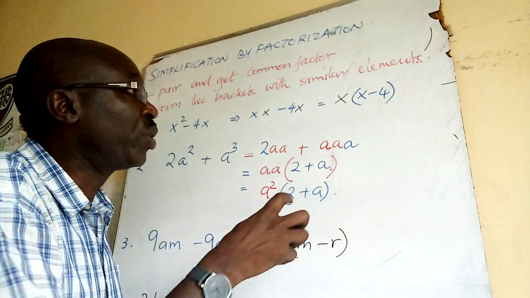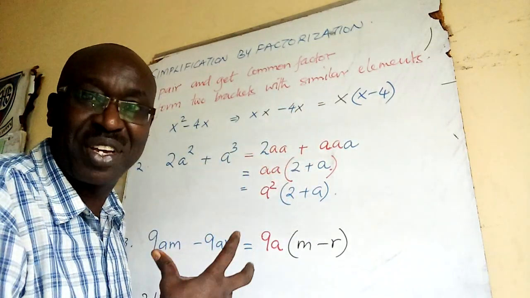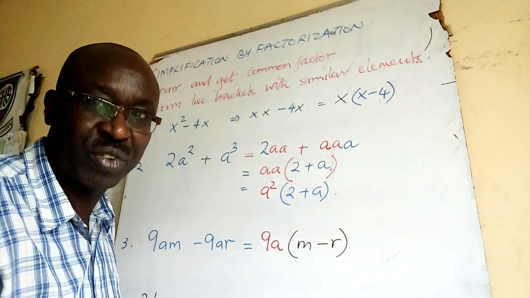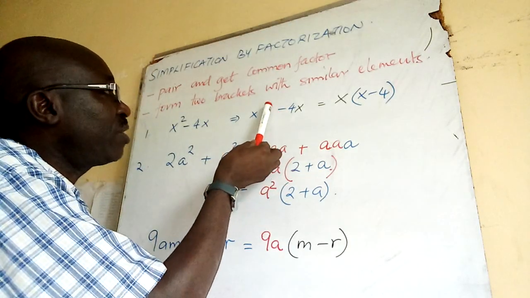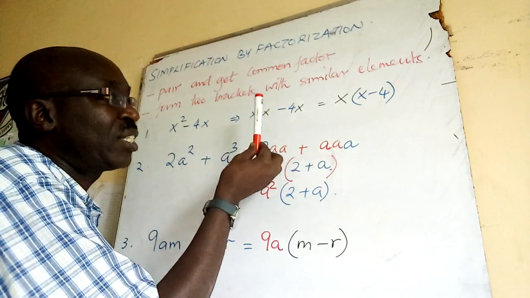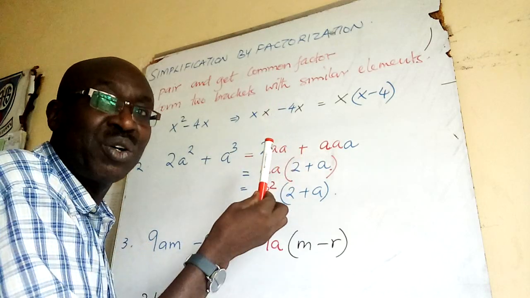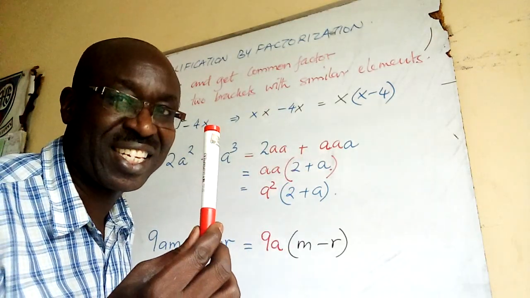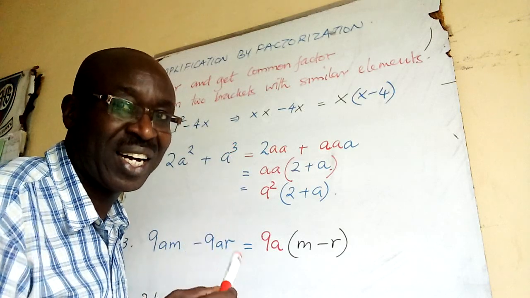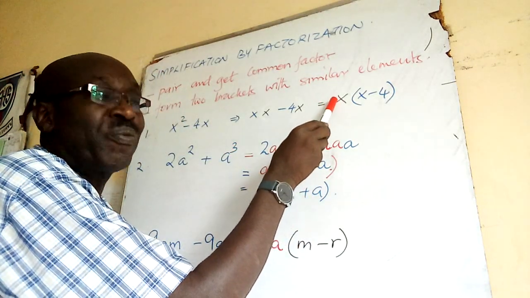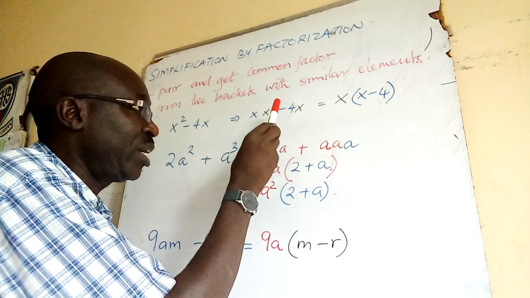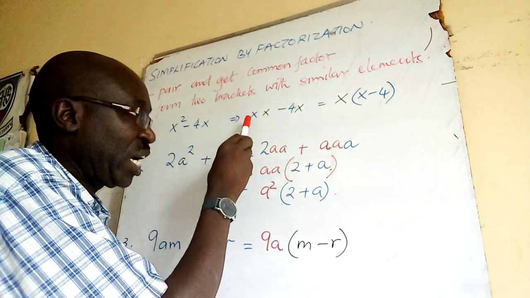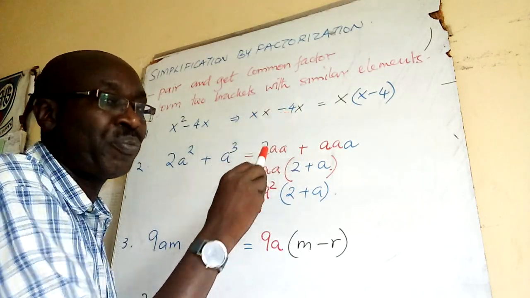What is common, we write it first. I have given you colors so that it is easier for you to understand, okay? In this first house, I have x. In the second house, I also have x. So what is common is just 1x in black. Take it out. Then what has remained is in blue, x minus 4.